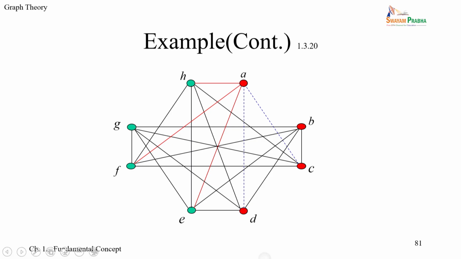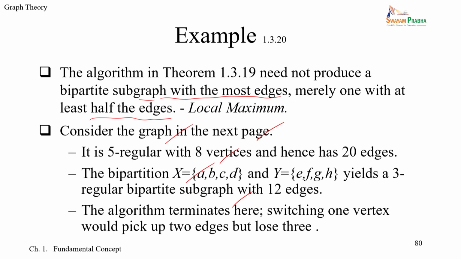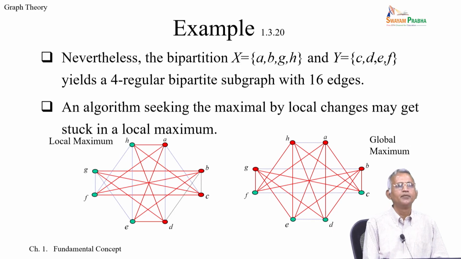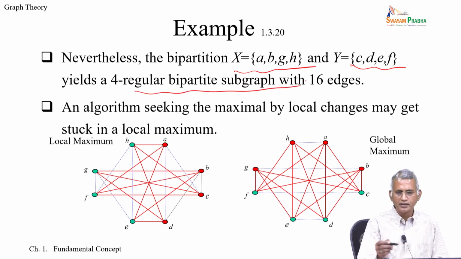So, {h, g, f, e} is one set and {a, b, c, d} is another set, and we connect h with the other possibilities. So, h is connected with all the vertices, and then we have the possibilities of the bipartite graph here, with 12 edges, a regular bipartite graph, and the algorithm terminates here. Switching one vertex would pick up only 2 edges but lose 3. Nevertheless, the bipartition X equal to {a, b, g, h} and Y equal to {c, d, e, f} yields a 4-regular bipartite subgraph with 16 edges. So, this algorithm seeking the maximum by local changes may get stuck in a local maximum. This is the local maximum, and this is the global maximum of the possibilities of connecting all the vertices.